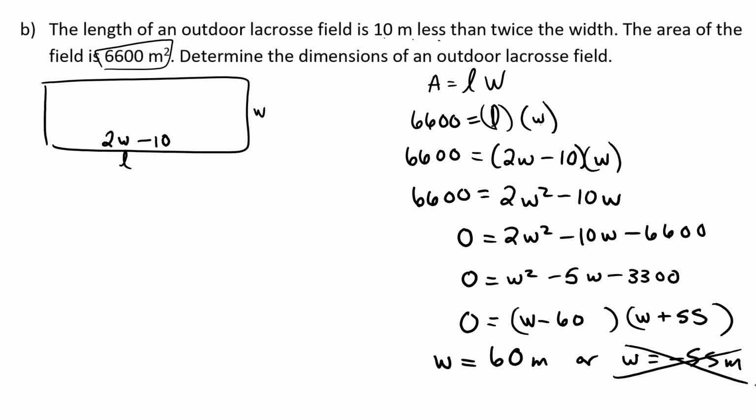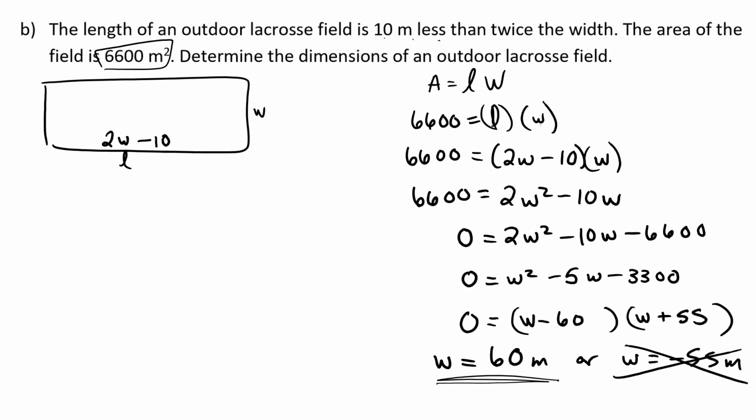We know that the width cannot be negative 55 meters because length is something in magnitude. We're not talking about displacement like we do in physics. We're talking about specific length. So that can only be positive.